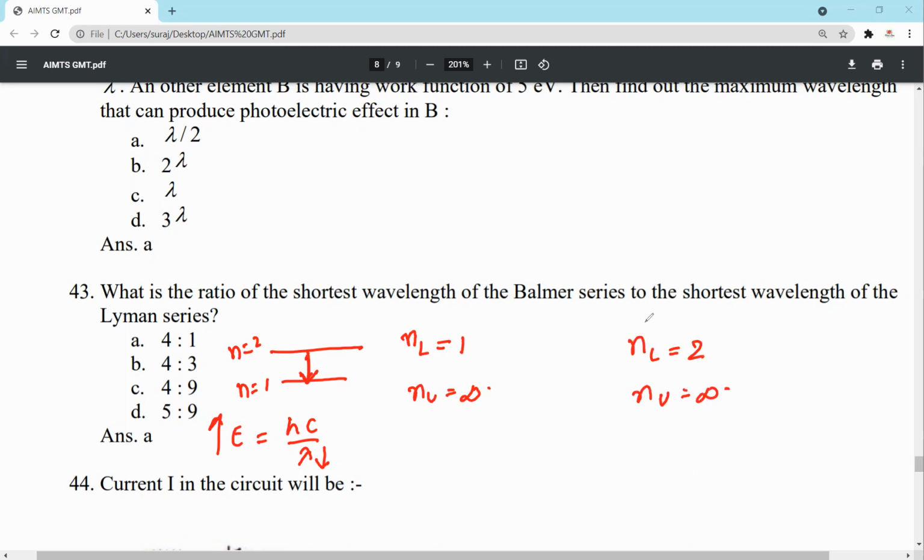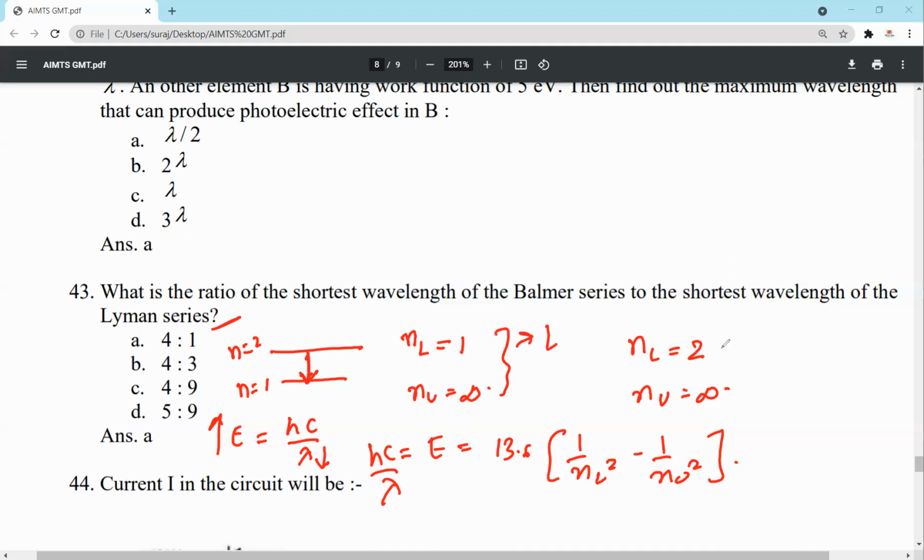With this, we have to find the ratio of the shortest wavelengths in the Lyman and Balmer series. Ratio of wavelengths, how to find? E is equal to 13.6 Z squared times 1 by n lower whole square minus 1 by n upper whole square. E here is hc by lambda. hc will get cancelled. n upper and n lower values are given for Lyman and Balmer.